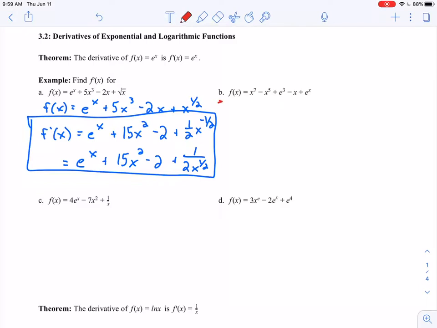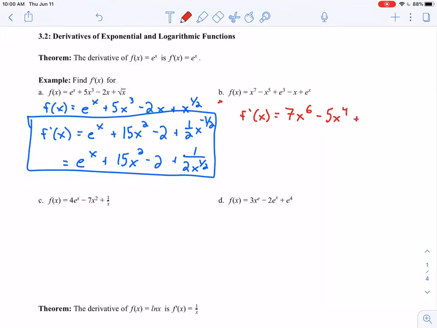Like I said, here I have f of x equals x to the 7th minus x to the 5th plus e to the 3rd minus x plus e to the x. So nothing here looks like it really needs to be rewritten, so I can jump straight to taking the derivative. So x to the 7th, I'm going to use the power rule there. I should have 7x to the 6th for my derivative. X to the 5th, again, that's another power rule, minus 5x to the 4th.